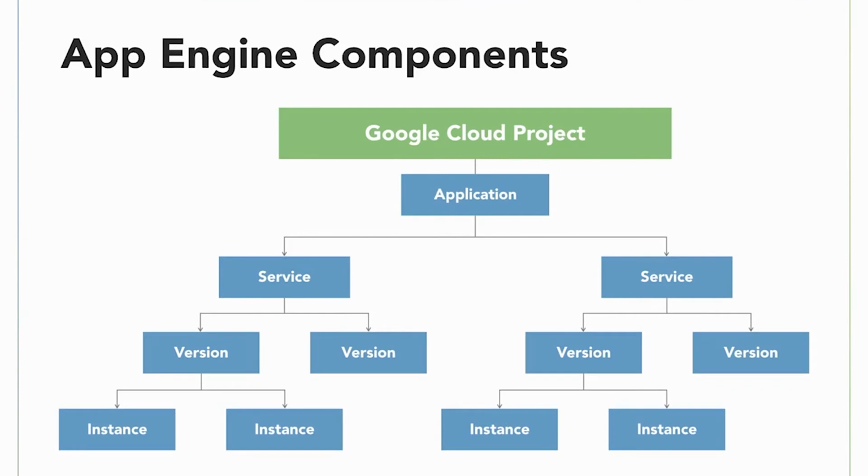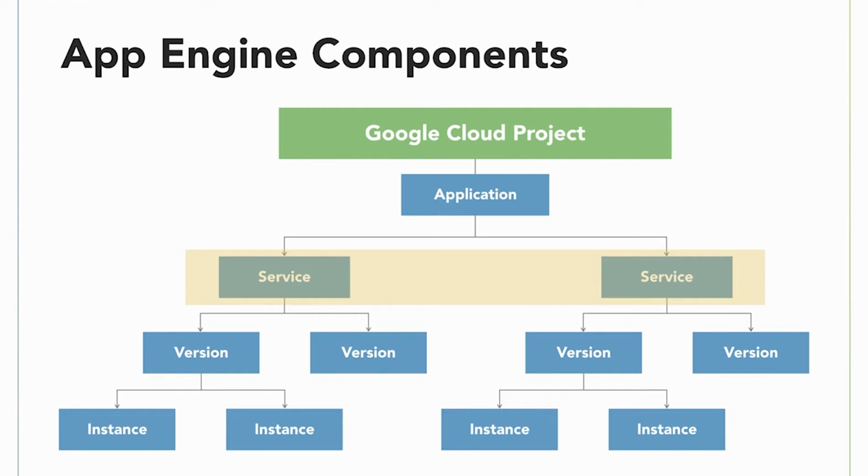Before we dive deeper into App Engine, it's really important to understand the components that make up an App Engine application. At the top level, you have a Google Cloud project. Each Google Cloud project can only have one App Engine application. However, an application can have multiple services. A service works like a microservice.